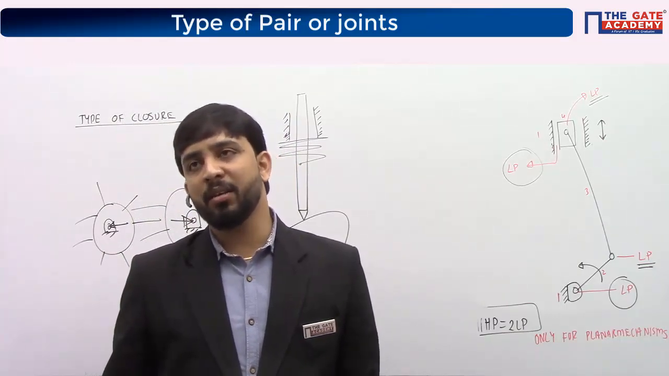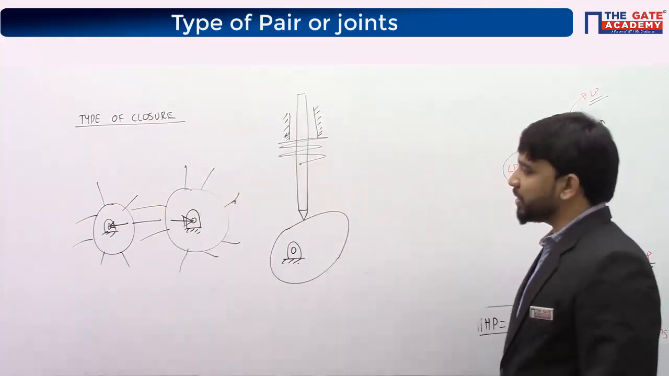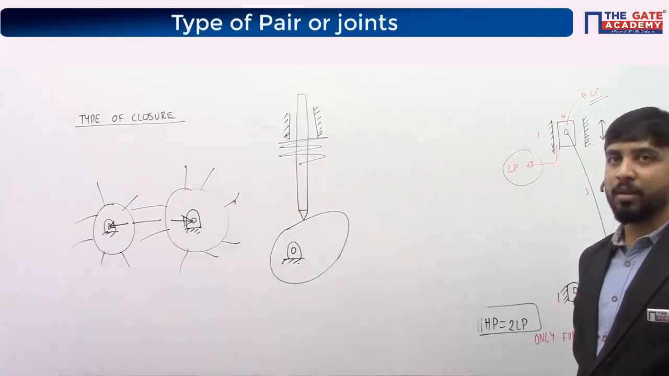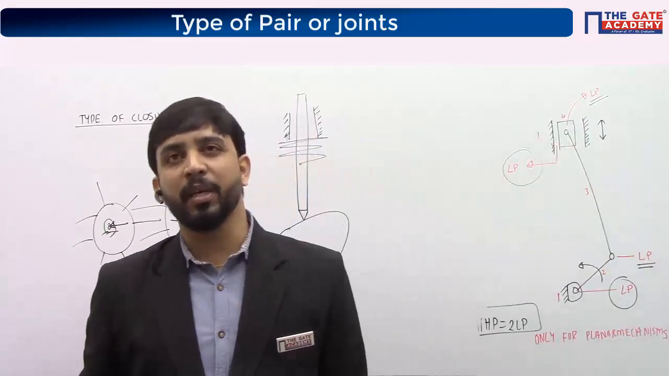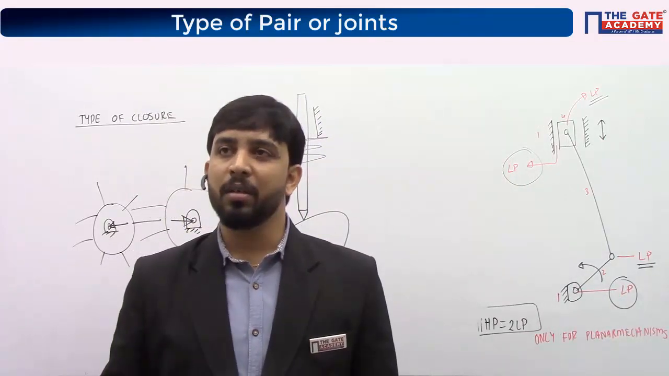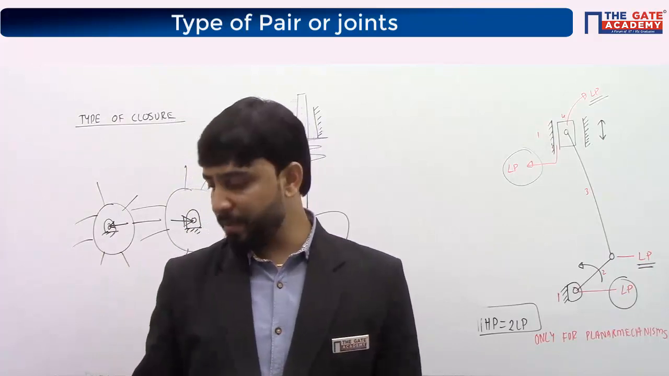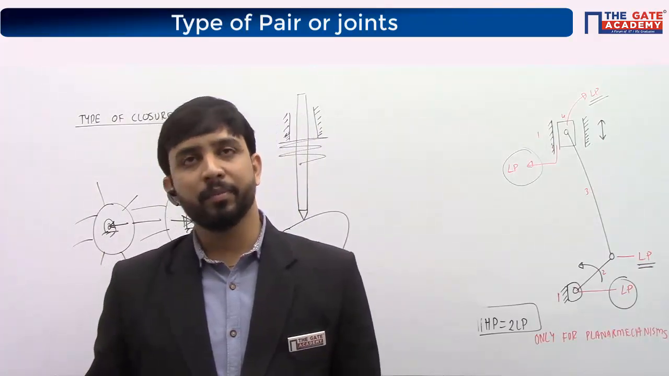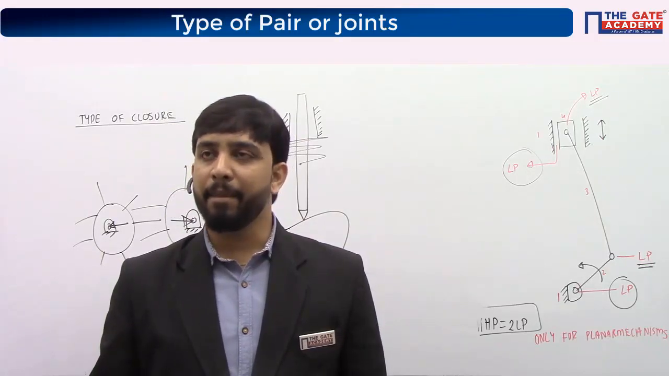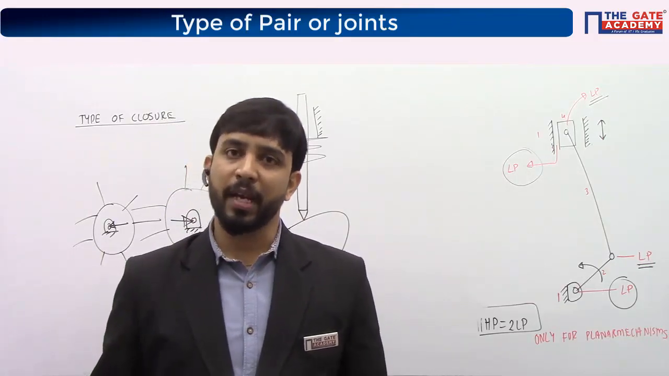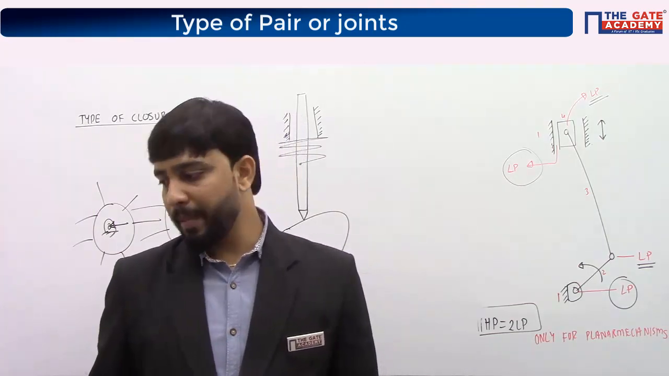Force closed is the same as unclosed. Yes, ma'am. Yes, sir. Contact between elements of the pair is because of some external force. Examples: the higher pair of a cam follower mechanism, door closer, pair of gears in mesh. Okay, these are the different types of kinematic pairs.